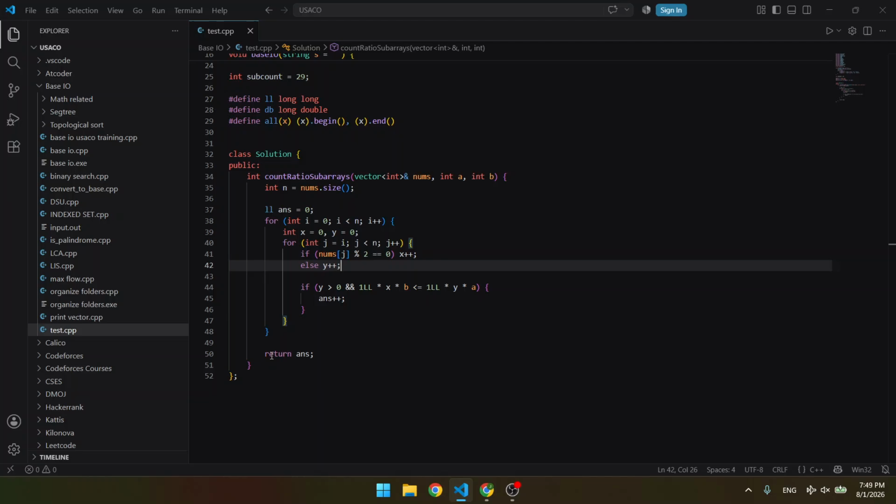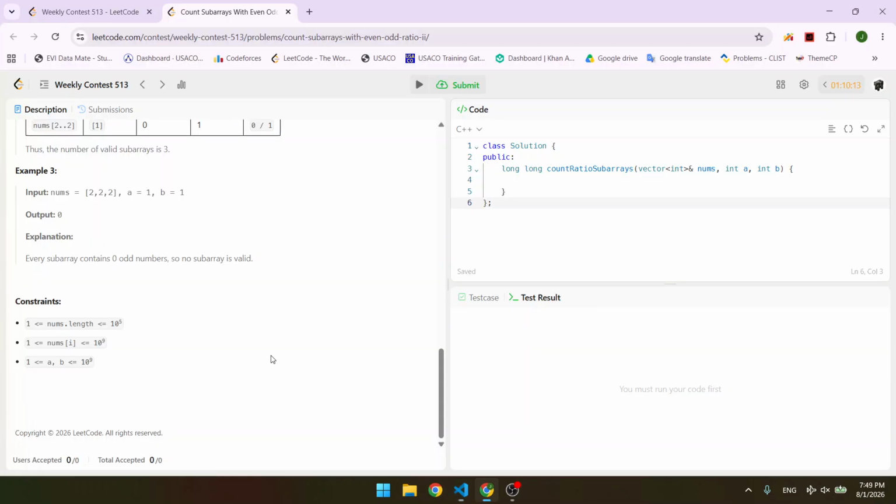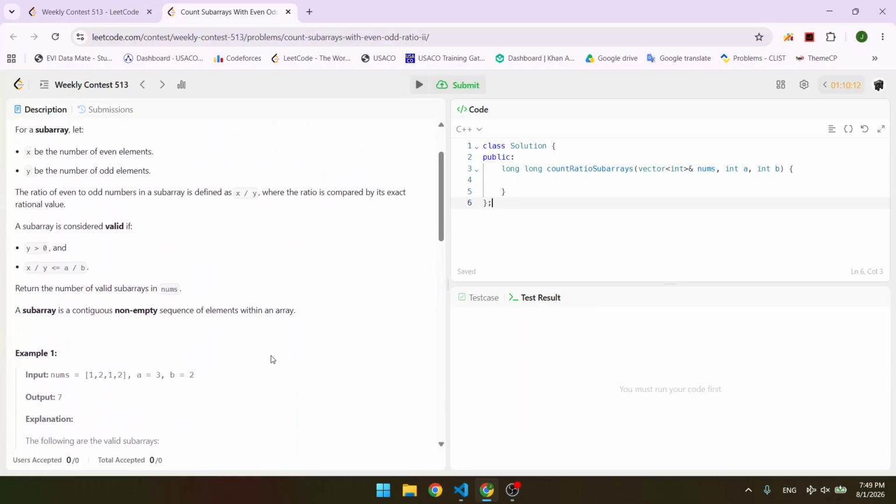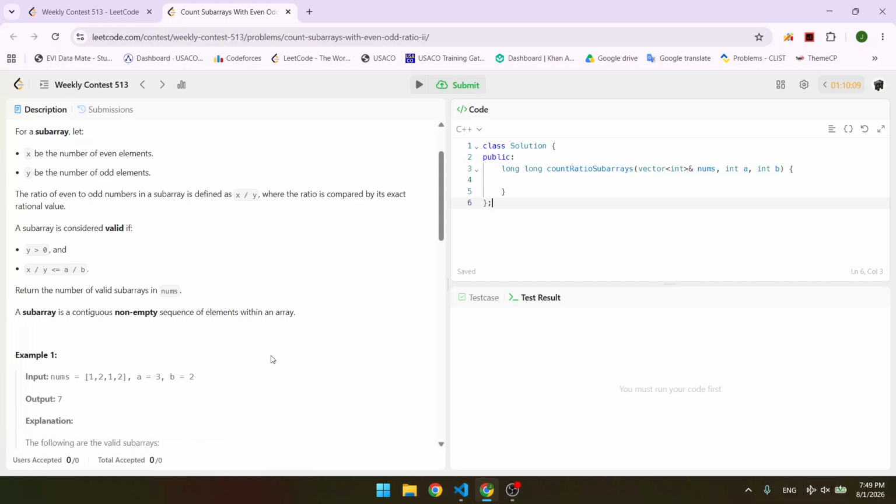Okay, we have mod 2. We have even and odd. For a subarray, we want the ratio to be A and B. Let's see. X divided by Y is less than or equal to A divided by B. And we also have x plus y equals L, right? The current length equals L.